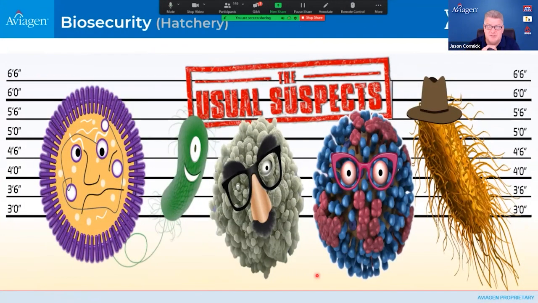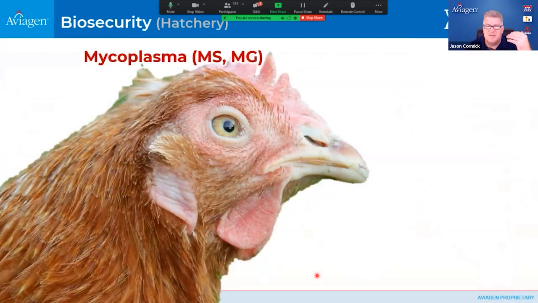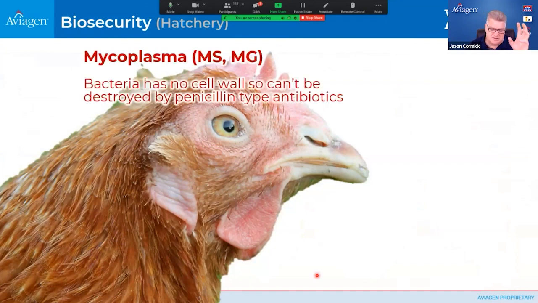So let's look at the usuals. These are the key ones, the ones we have to be most aware of. And if we can keep these out, then we can generally keep most of the other ones out. First one is Mycoplasma. Because it has no cell wall, it can't be killed by penicillin type antibiotics.